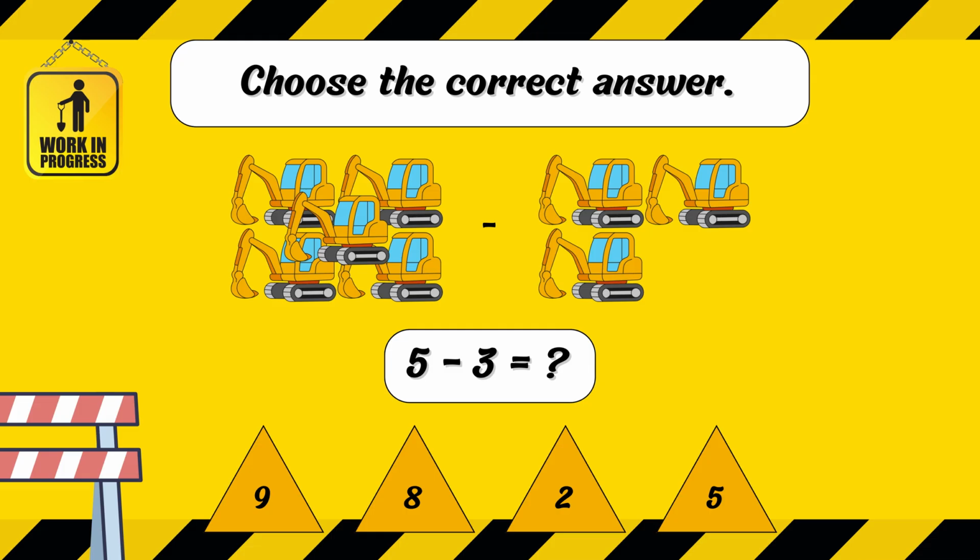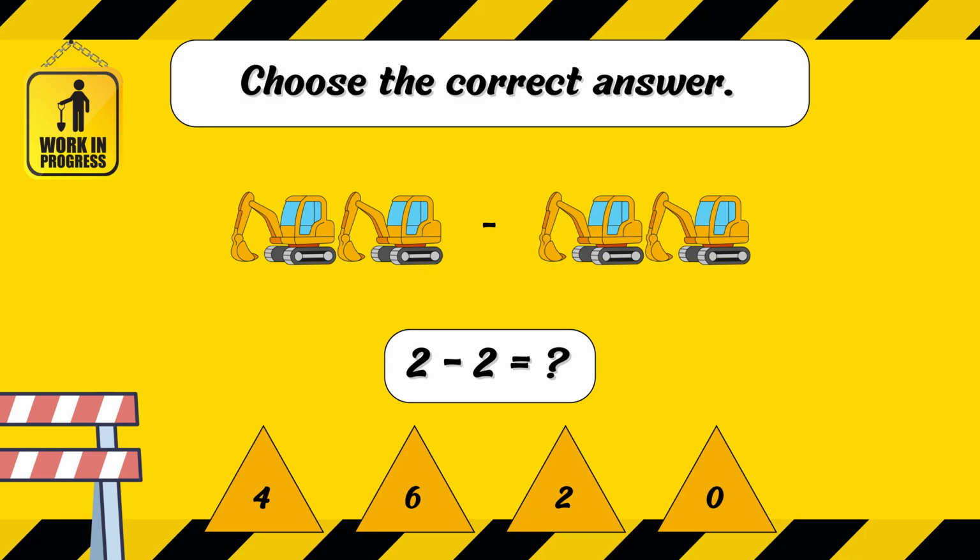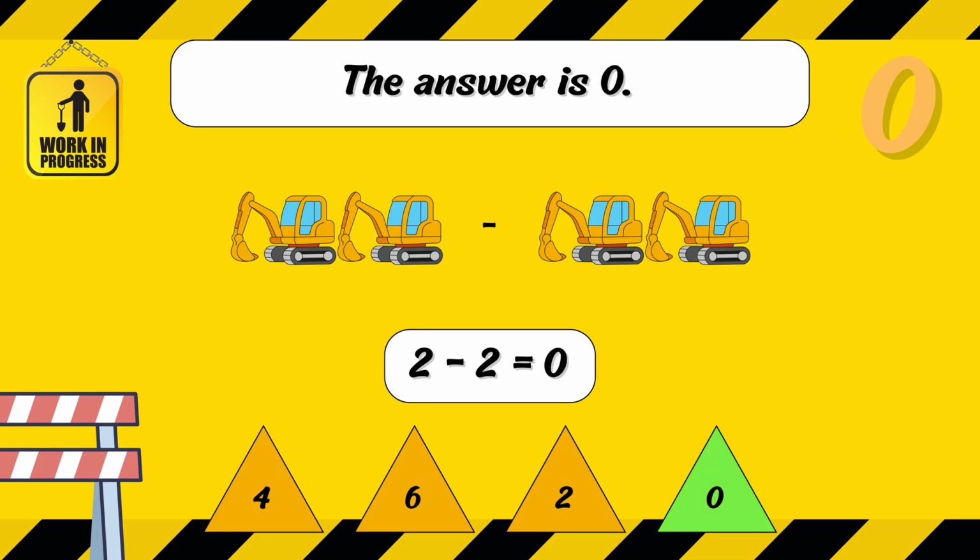Choose the correct answer. 5 minus 3 equals? The answer is 2. 5 minus 3 equals 2. Choose the correct answer. 2 minus 2 equals? The answer is 0. 2 minus 2 equals 0.